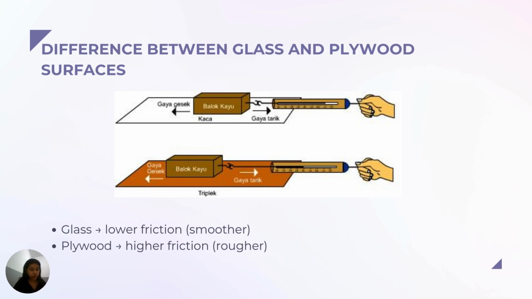And the plywood or triplex surface: the plywood has a rugged and more textured surface. This ruggedness increases the microscopic interaction between the plywood and the wooden block, producing a large friction force. As a result, a greater pulling force is needed to move the block. And you can see again on the screen, glass has the lower friction, it is smoother, and the second is the plywood, with higher friction, rugged.